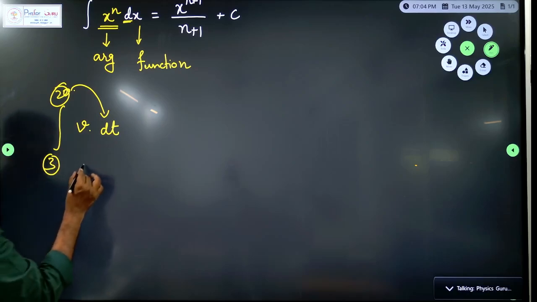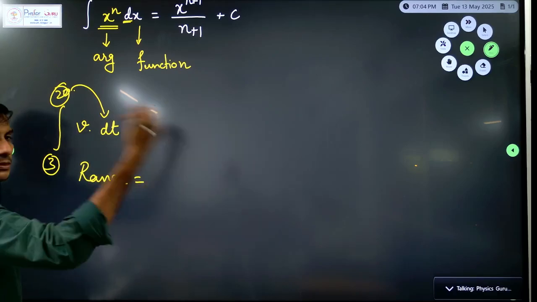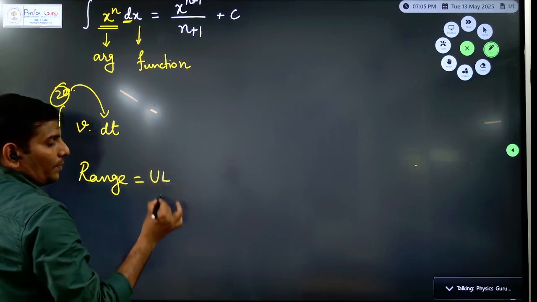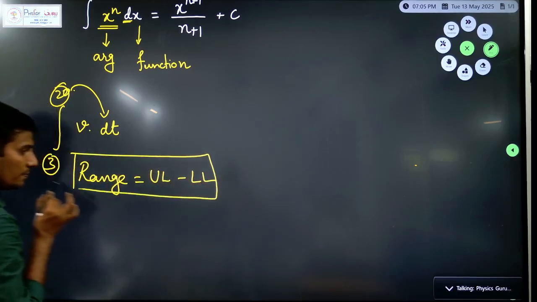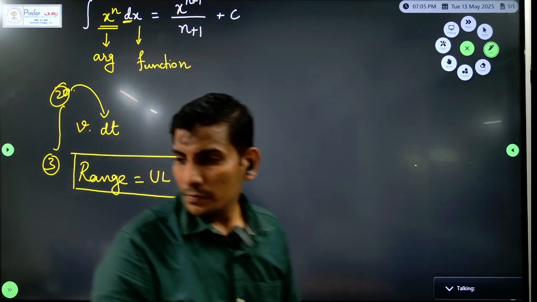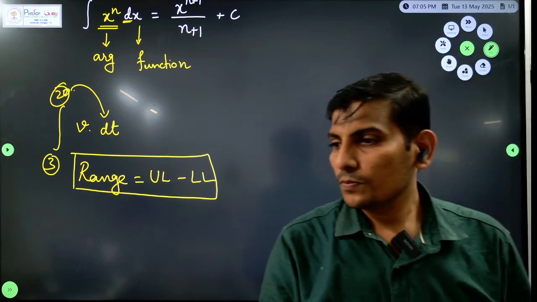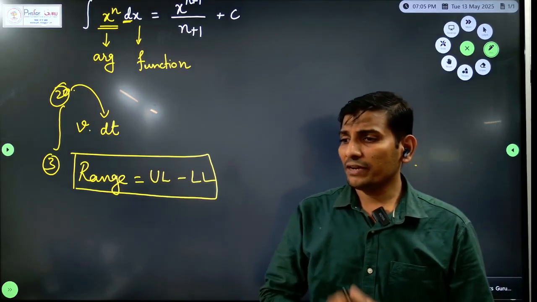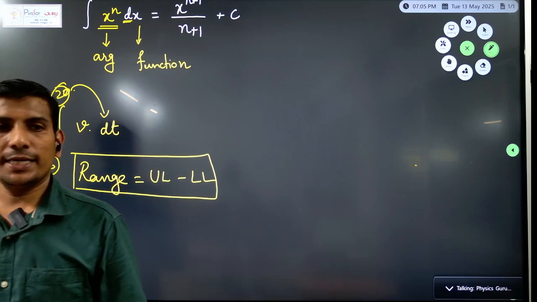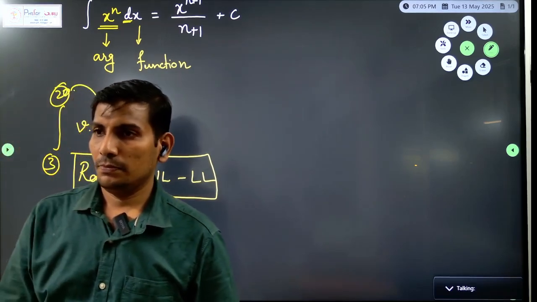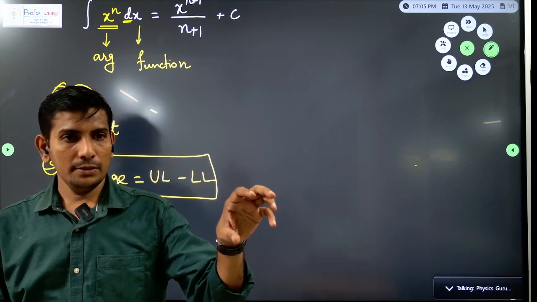Now let's find out the range. What is range? Final minus initial. That is upper limit minus lower limit. Remember this always. When you integrate, finally we have to find the range. Finding the range is the final state of the equation. Once you have found the range, you cannot integrate that particular quantity any further.